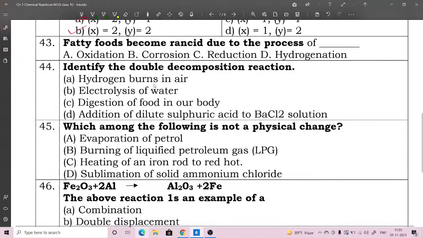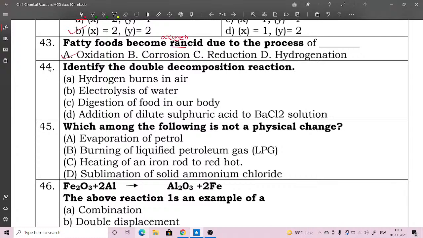Fatty food become rancid due to the process of... Why do they become rancid? Rancid means fat gets reacted with oxygen, and they become rancid. The process is termed as oxidation, corrosion, reduction or hydrogenation. Reacting with oxygen means oxidation.